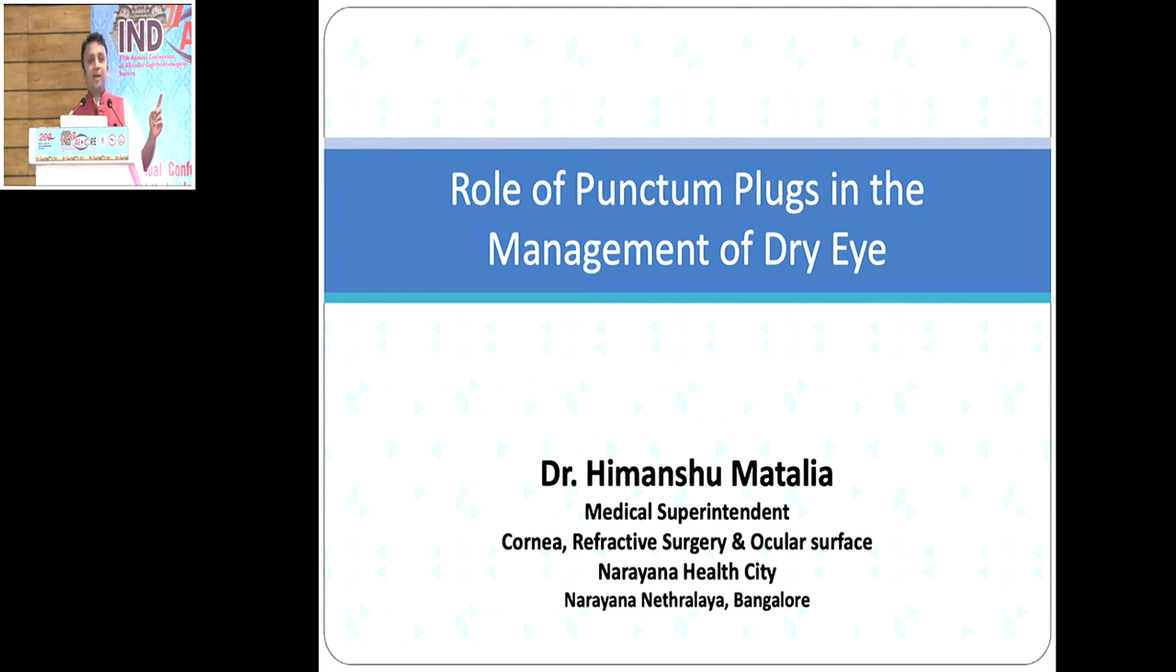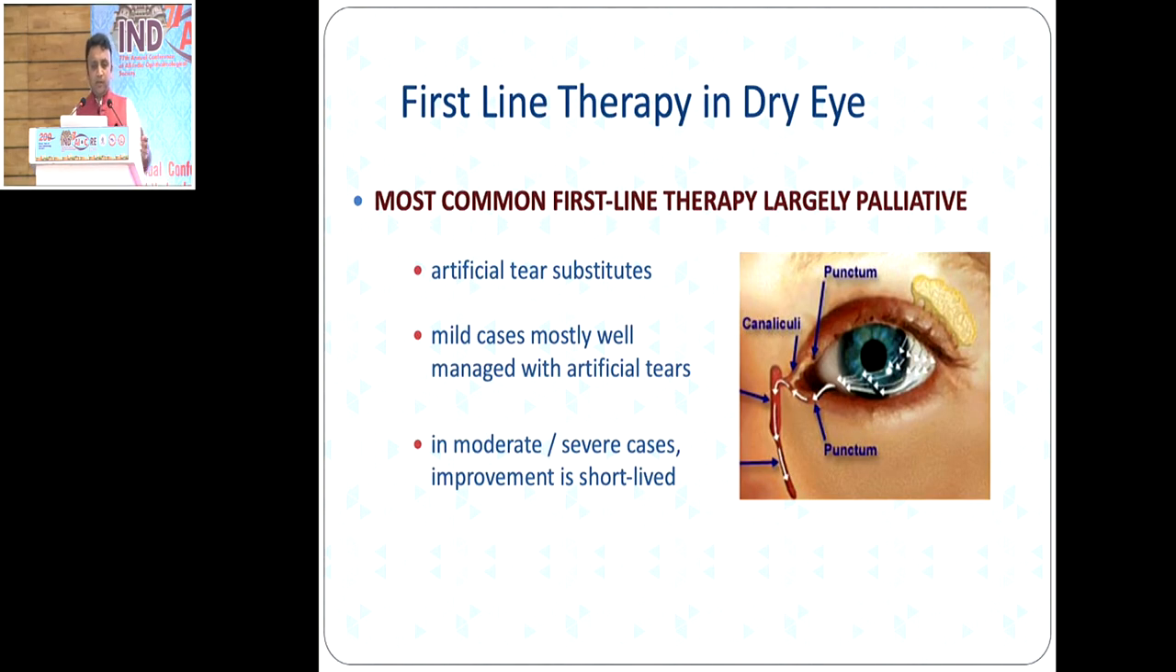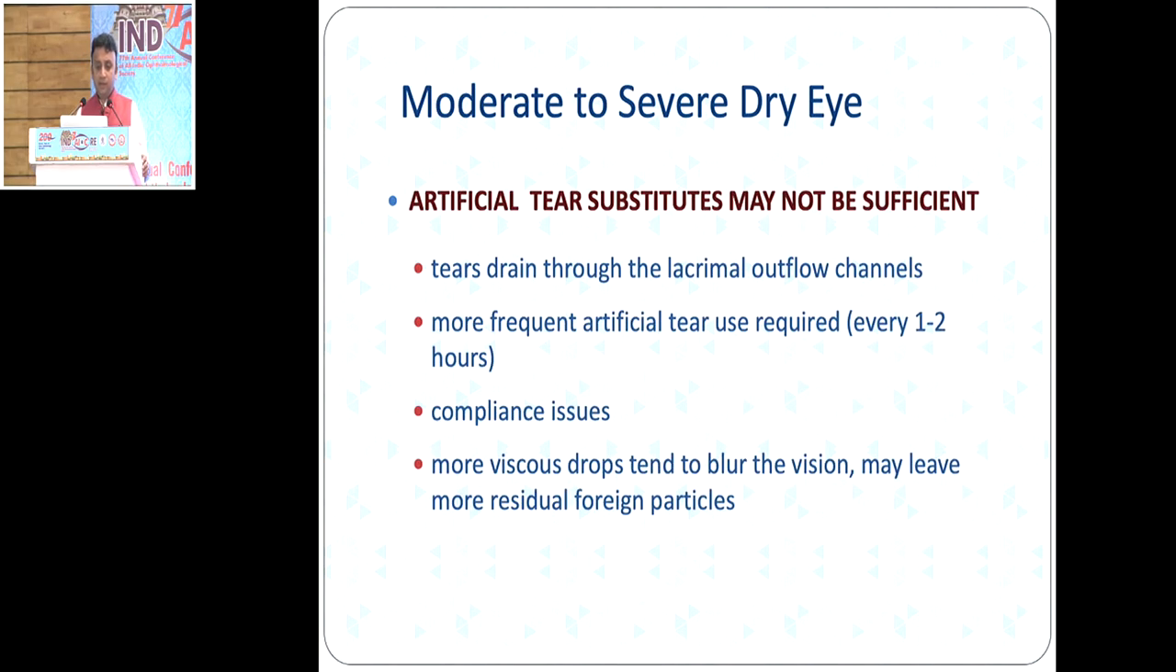Second is punctum plug. For dry eye, everywhere across the world, all the consultants would love to put a punctum plug. But somehow, premier institutes in India also do not like to use punctum plugs. We have some reservation against punctum plugs, which is not just. I think we should be open to everything. So we know that lubricants or palliative treatment is the first line of treatment, and that's where the role of lubricants comes into the picture. Mild to moderate cases are the cases where we use these lubricants.